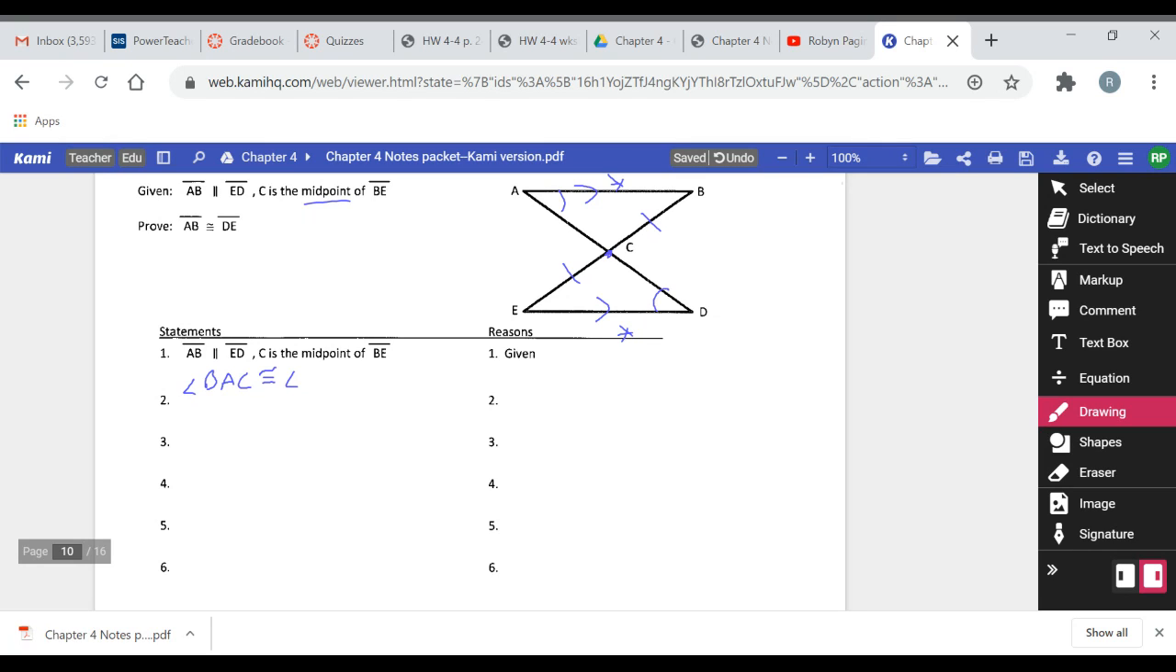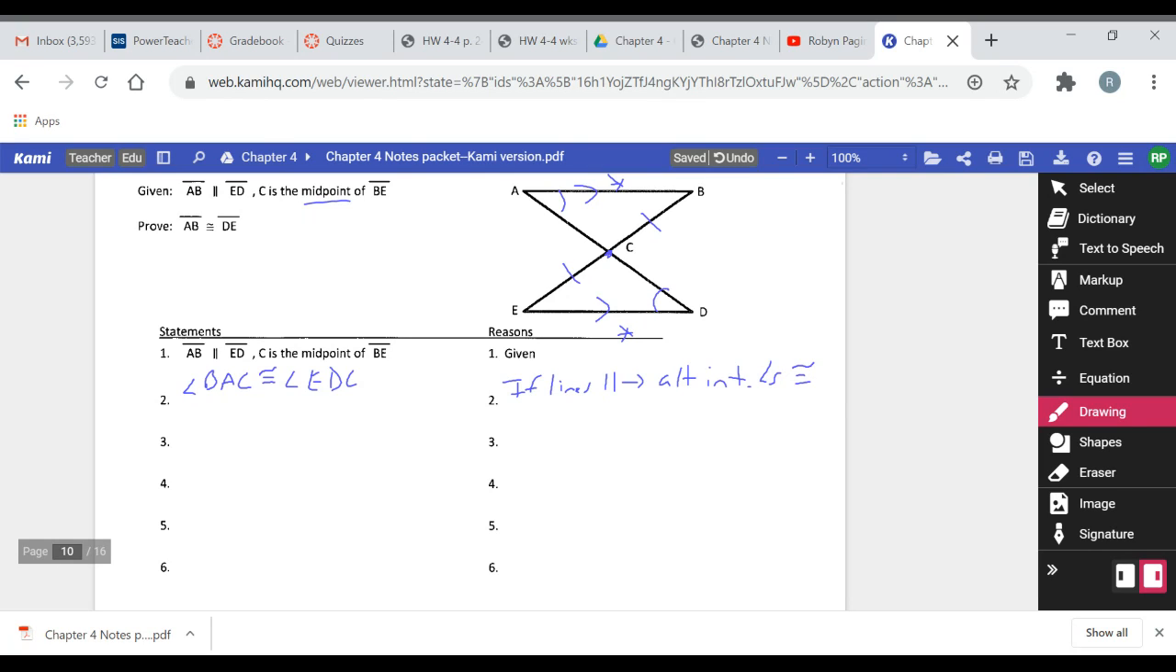BAC, yeah, CDE. I'm going to call it EDC. Sorry for the delay. All right, I was looking at the wrong thing. So my reason's going to be if lines parallel, then alternate interior angles are congruent.